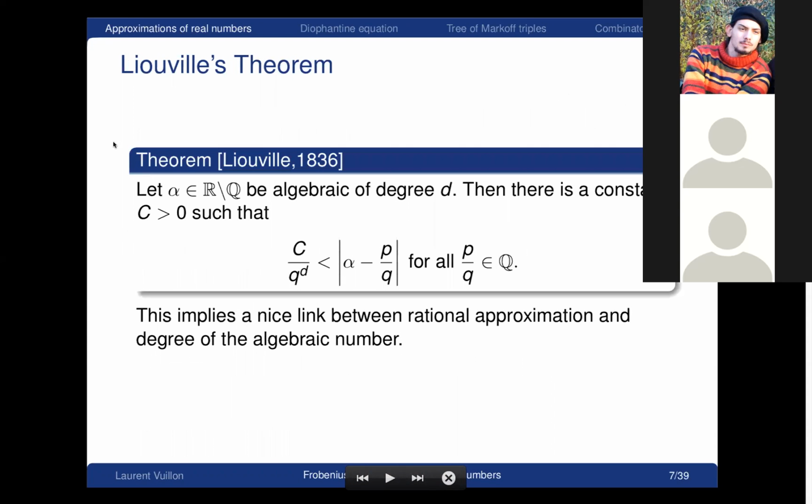Okay. So if you take alpha, which is irrational and also algebraic of degree d, then you can approximate alpha by a p over q, but not so close to alpha: the distance is greater than c over q to the power d, the algebraic degree. So it's a really nice link between rational approximation and the degree of algebraic numbers.